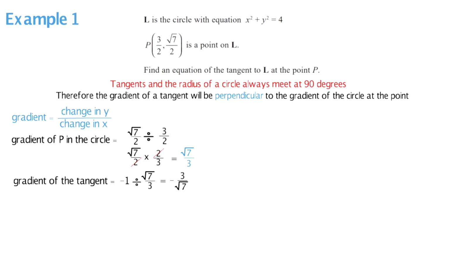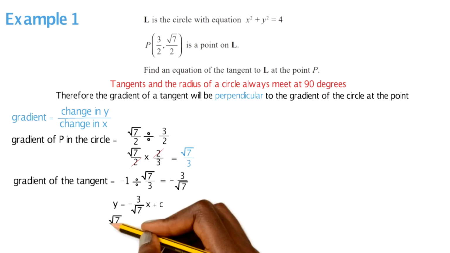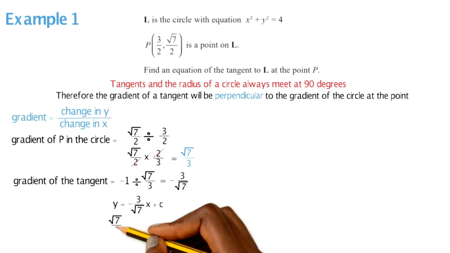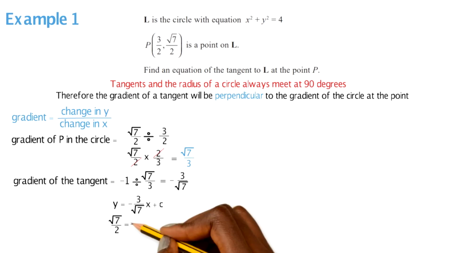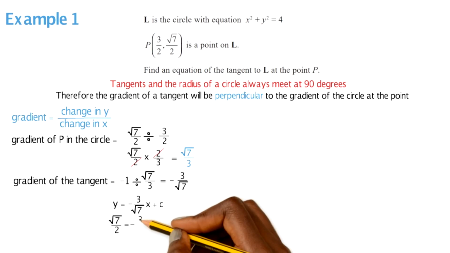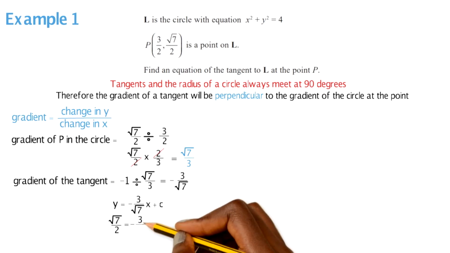Okay, so now that we have our gradient for a tangent, remember tangents are a straight line, so you're going to be using the format of y equals mx plus c. So we've got y is equal to our m, our gradient, -3/7, and then x plus c. But we need to work out what c is. So we're going to substitute the x and y values of point P into the equation because point P does lie on this tangent. We substitute them into the equation of the tangent and rearrange it to work out what c is.